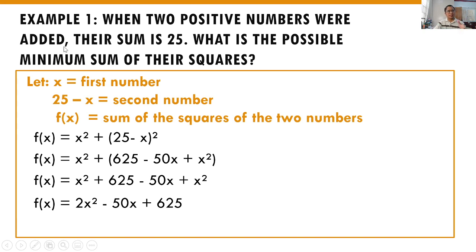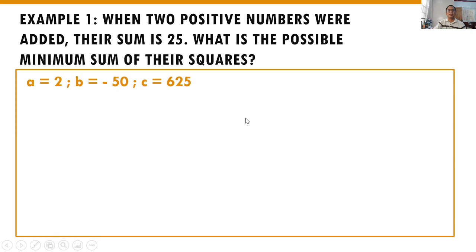I hope I'm making sense and I hope you keep on following me dito sa lecture po natin. Okay? So the first thing na ginawa po natin, kinuha natin yung quadratic function nitong mismong given. And then afterwards, identify lang natin yung A, B at saka yung C. A is equal to 2, B is equal to negative 50, and C is 625. Ito na ngayon yung gagamitin po natin.